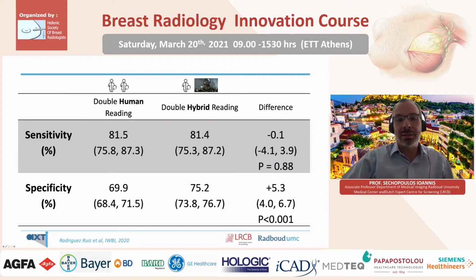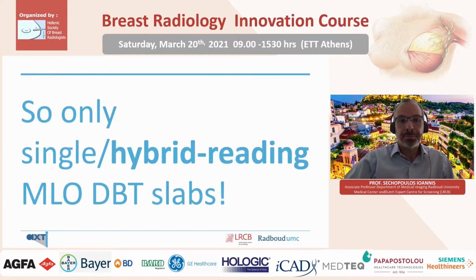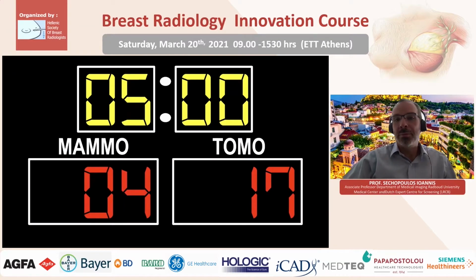Greatly, the sensitivity remained the same in this retrospective simulated study, but the specificity actually went up. So the false positive rate actually went down. And that seems a very promising strategy. So we could do either single reading or hybrid with AI reading of MLO DBT slabs, and that would reduce the number of reads. Another option to reduce the number of reads by half.